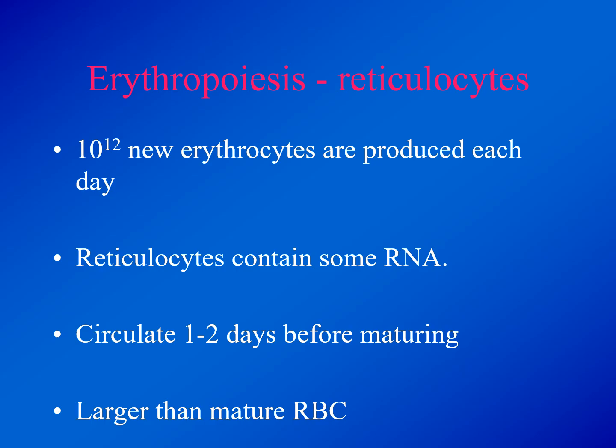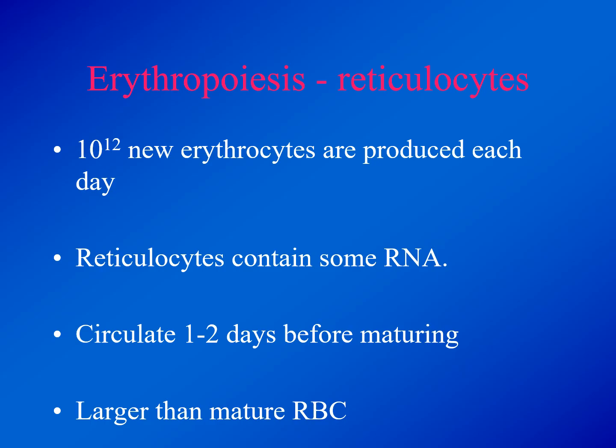Because the mature red cell has a finite lifespan of around 120 days, red cells are being destroyed every day in large numbers, and large numbers of new red cells have to be produced to replace the cells that become senescent and die. Around 10 to the 12 erythrocytes are produced each day, and as we said before, the reticulocytes contain RNA, and they circulate for 1 to 2 days before they mature and lose their RNA.